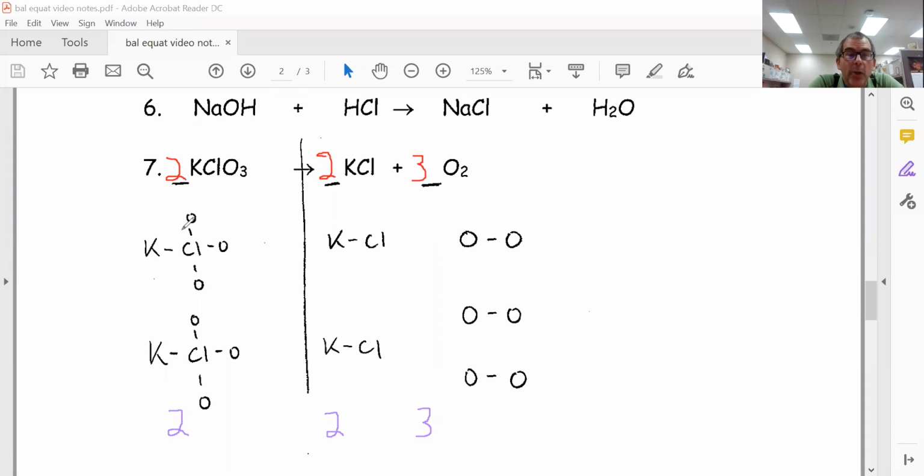What does 2 KClO3s look like? This big ion, ClO3 with a K, and a KCl and an O2. But what I did was, if I have 3 O2s, I got 1, 2, 3, 4, 5, 6 O's now. I have 1, 2, 3, 4, 5, 6 O's. So that balances. 2 Ks, 2 Ks, and 2 Cls, 2 Cls. Notice this is my big line that divides. I have the same number of Ks on the left of the line, same number of Ks on the right, same number of Cls on the left, same number of Cls on the right, same number of O's on the left, same number of O's on the right.